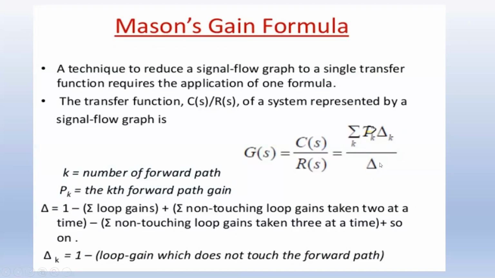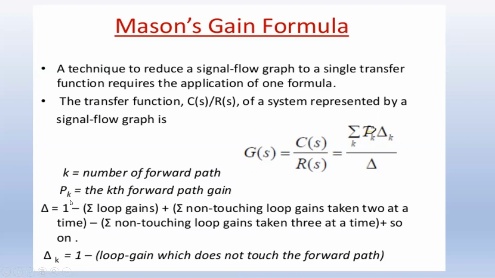Here k is the number of forward paths, P_k is the kth forward path gain, and Δ is the determinant of the overall signal flow graph, computed as 1 minus the summation of loop gains, plus the summation of non-touching loop gains taken two at a time, minus the summation taken three at a time, and so on. And Δ_k is the isolated determinant.